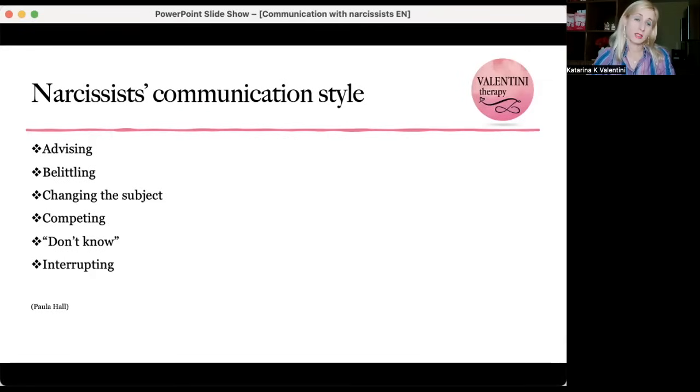Competing is also something they do, and it's annoying as well, because usually we don't enter into communication with our narcissists because we want to compete with them or show them that we are better than them. They, on the other hand, often do that. And when they are competing with us, they change the focus of the conversation. So we are no longer talking about the subject at hand. We start talking about who is better of the two of us. They usually start comparing themselves to us.